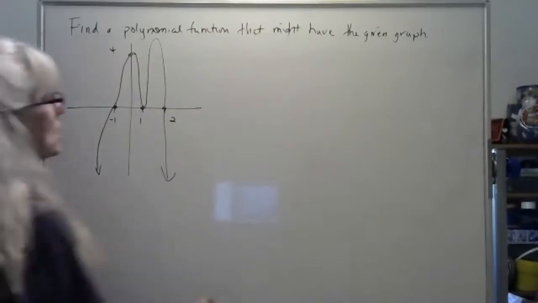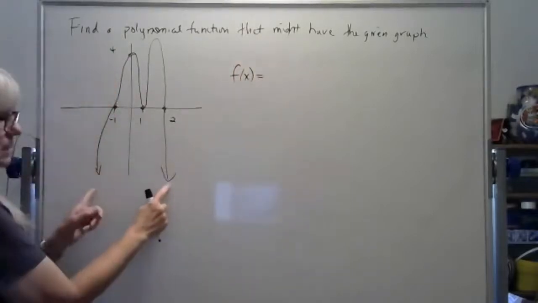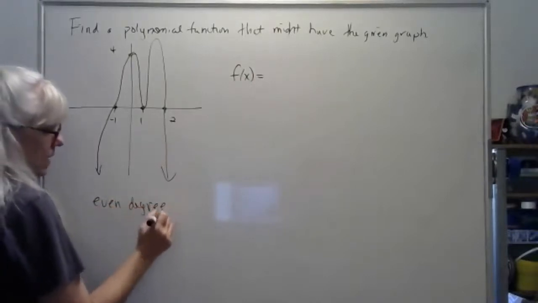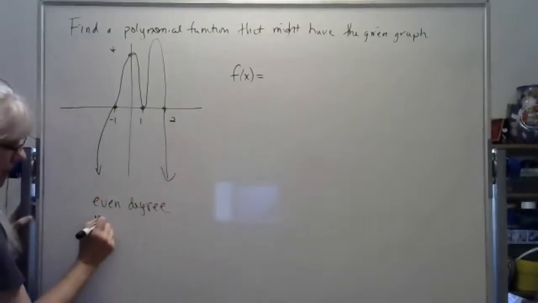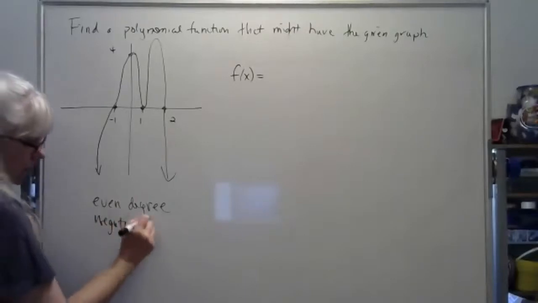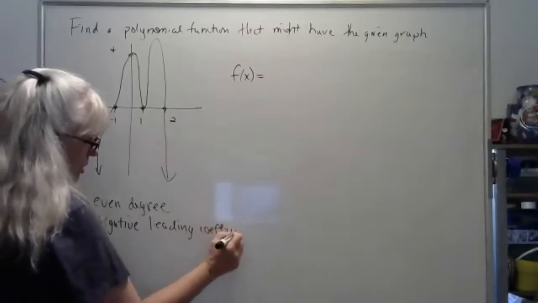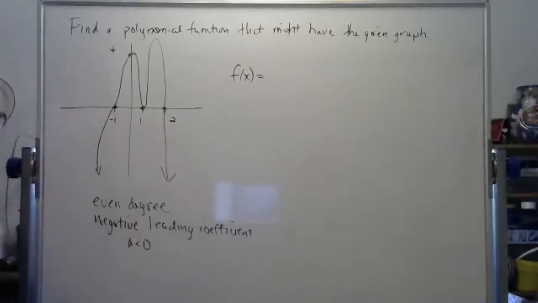Okay, so because it's starting and stopping on the same side, I know it needs to be an even degree when it's all said and done. And because it's starting and stopping below the axis, I know it's going to have a negative leading coefficient. So in other words, we should end up with A being less than 0 because it's been reflected. Normally a parabola opens above, this one's opening below. So when I'm all done, I'll double check to make sure we're on the right track with that.